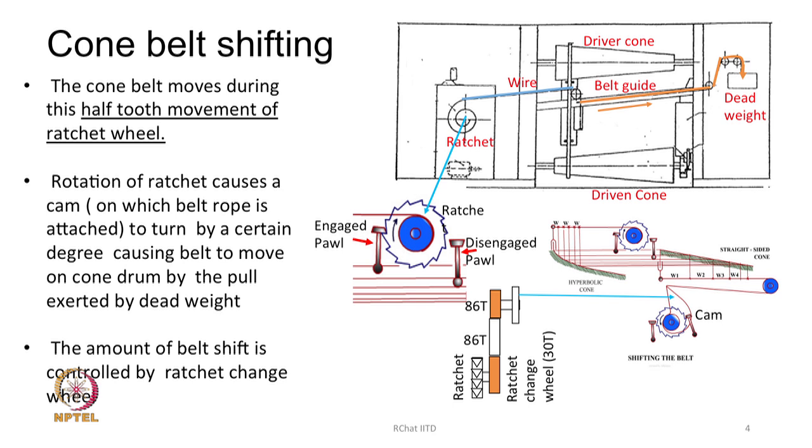The amount of belt shift is controlled by the ratchet change wheel, which is shown here in the lower diagram. If the ratchet turns by half a tooth, by how many degrees the cam is going to turn will depend upon the set of gears in between the ratchet and the cam. So, if I change the number of teeth of those gears, I will be able to control the rotational movement of the cam for a fixed degree of movement of the ratchet.